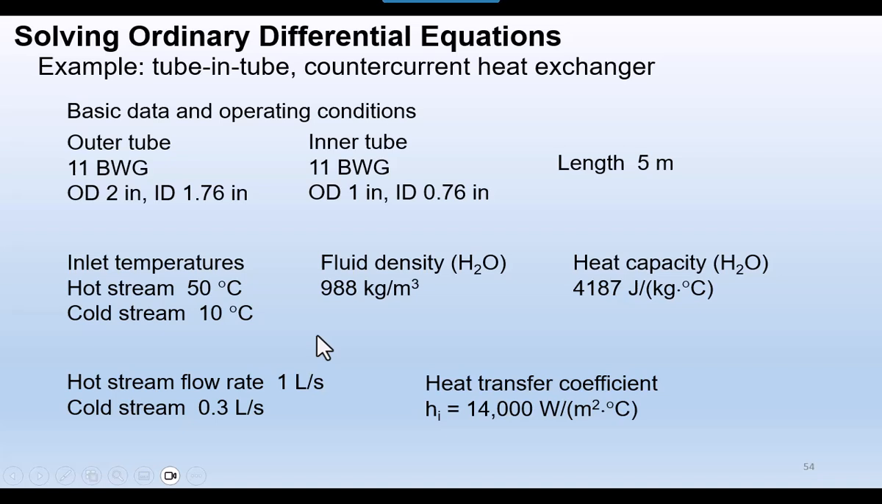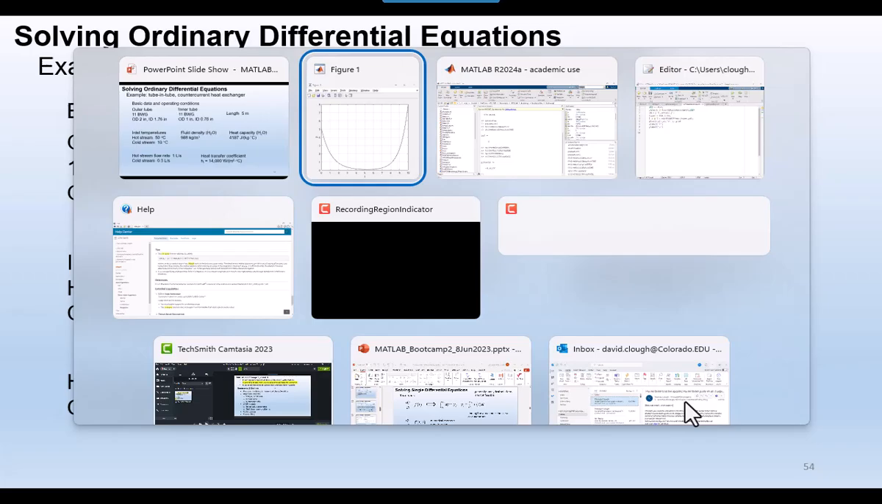And then we have our operating conditions of the hot stream coming in at 50, the cold at 10. We're dealing with water at an average temperature and a heat capacity value and a flow rate of 1 liter per second, 0.3 liters per second, and we have a heat transfer coefficient given in units of watts per meter squared Kelvin or per meter squared degree C. Okay, so we're going to show you how we go about solving this now, and let's come back over to our editor.